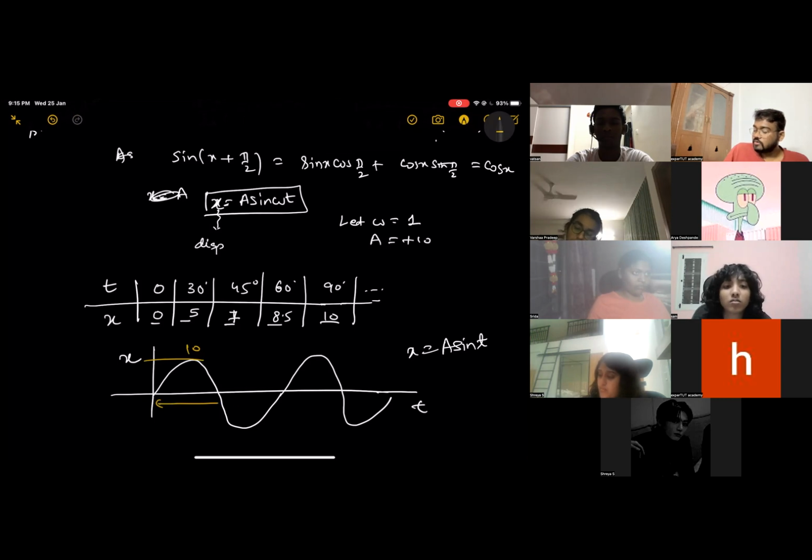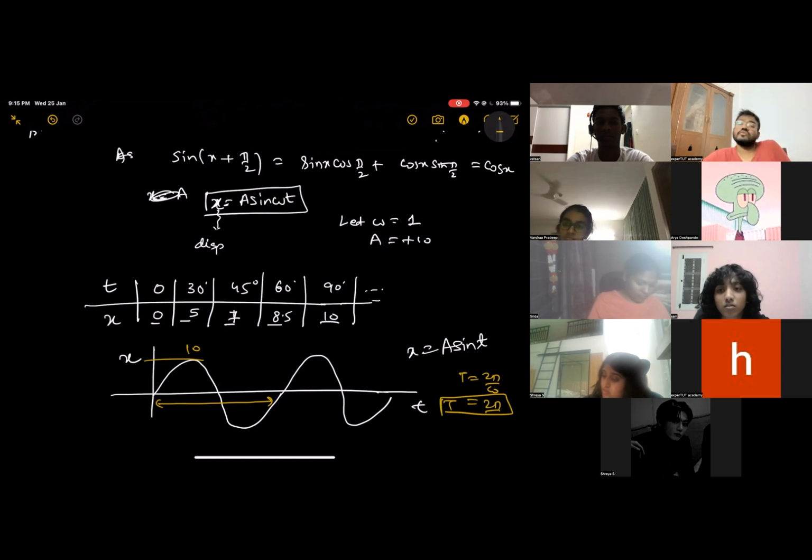And the time period of this is 2 pi by omega, and omega is how much here? 1. So 2 pi. These are the formulas. T is equal to 2 pi by omega, from the previous class.